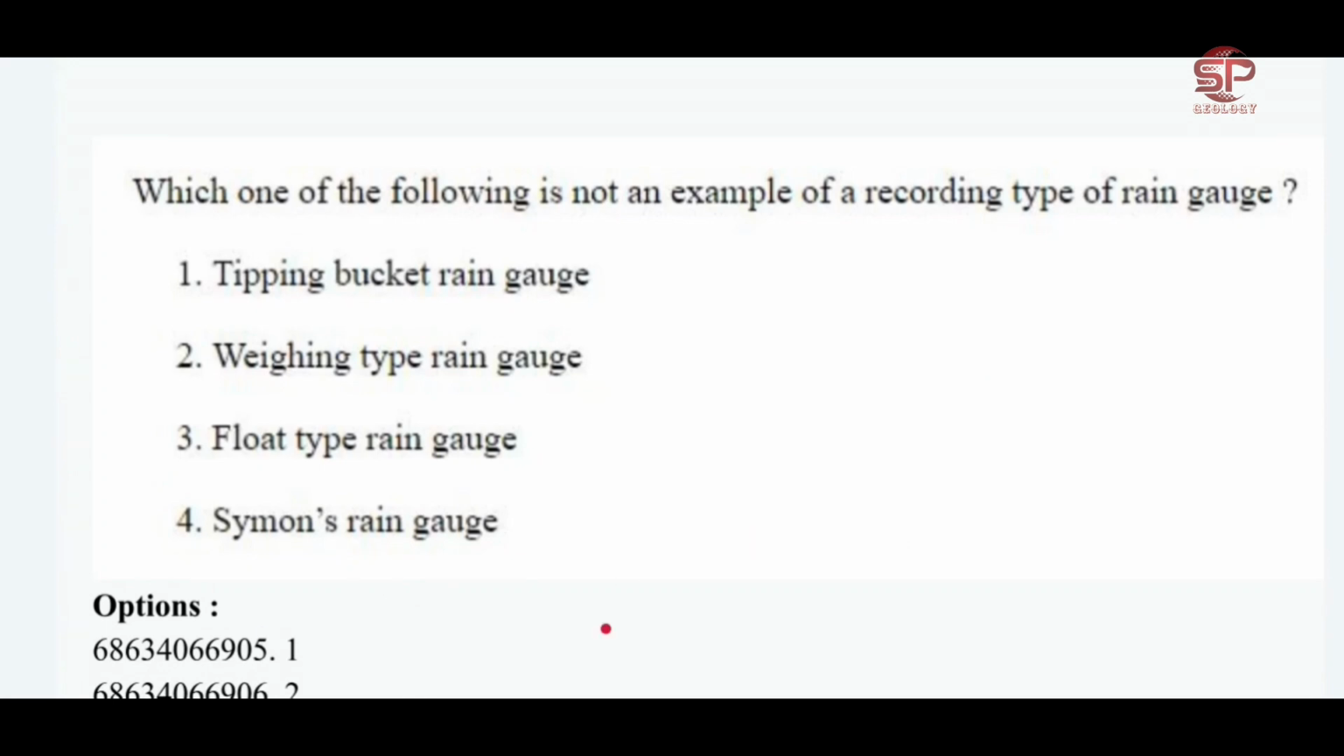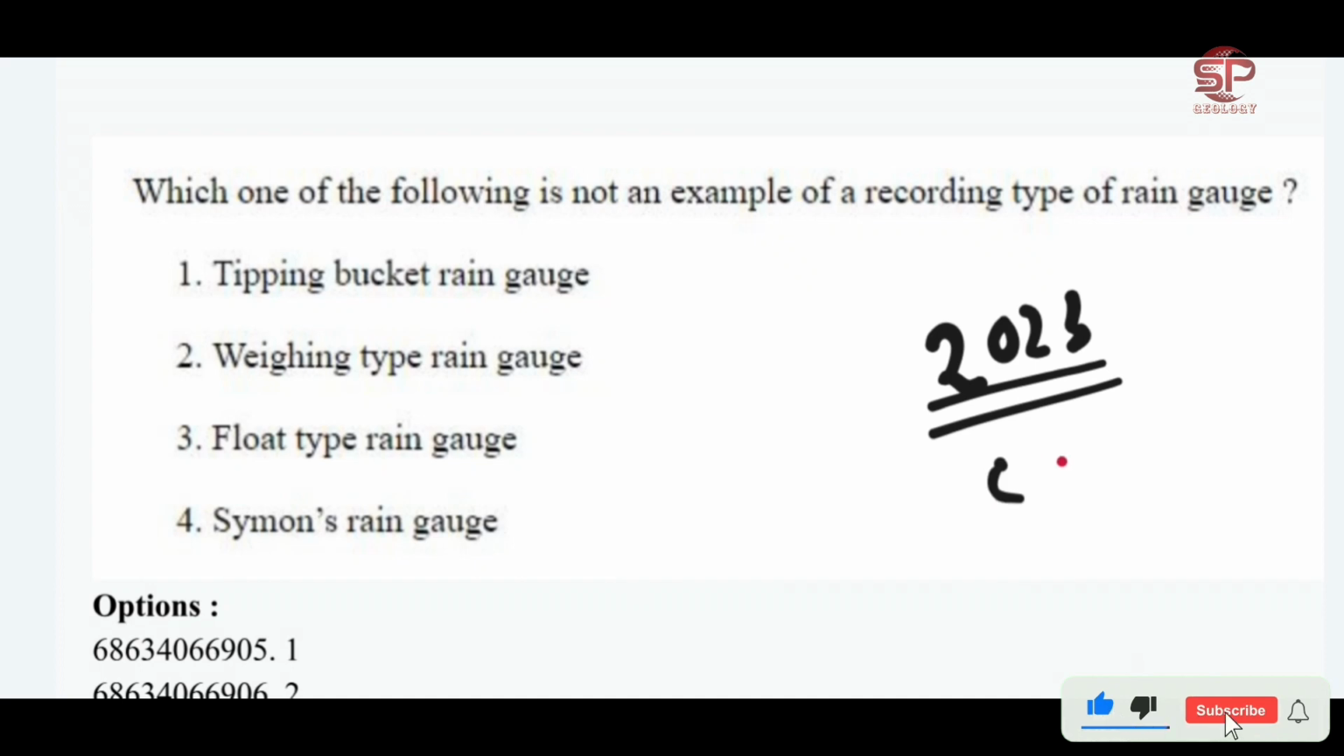They will discuss the CUET 2023 questions.